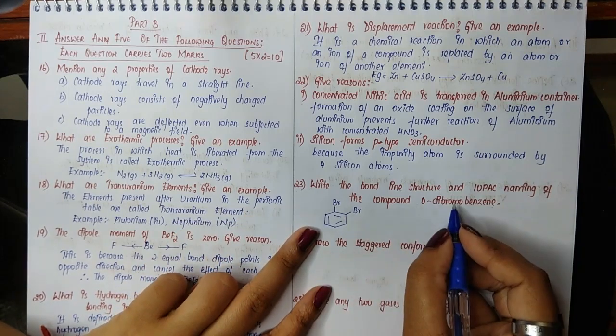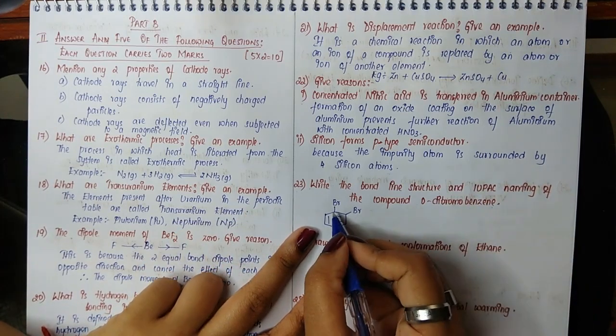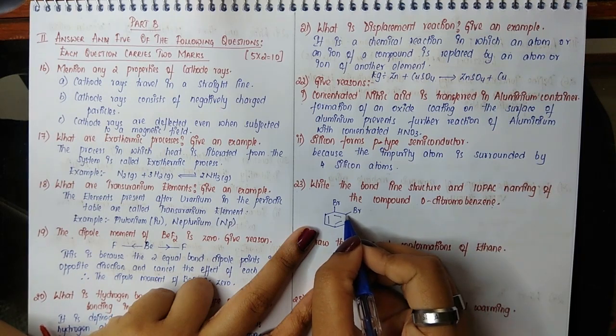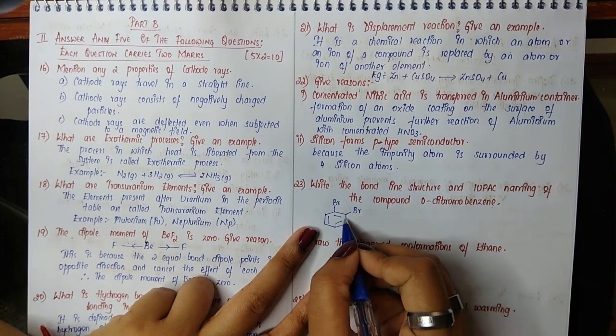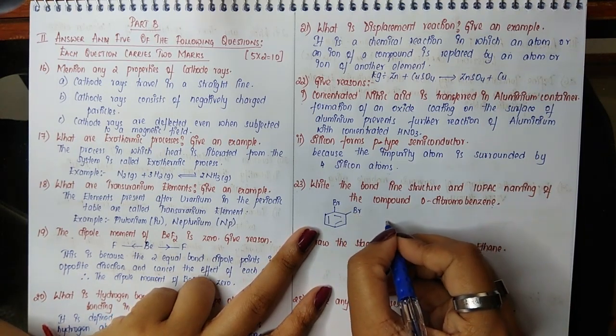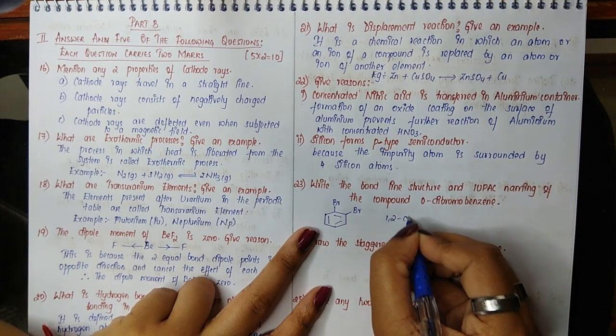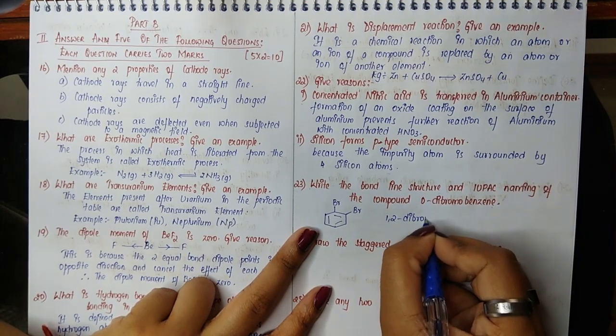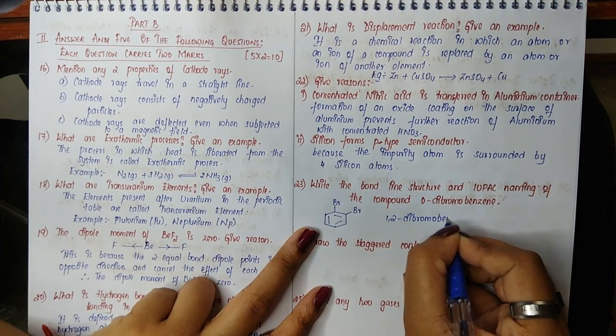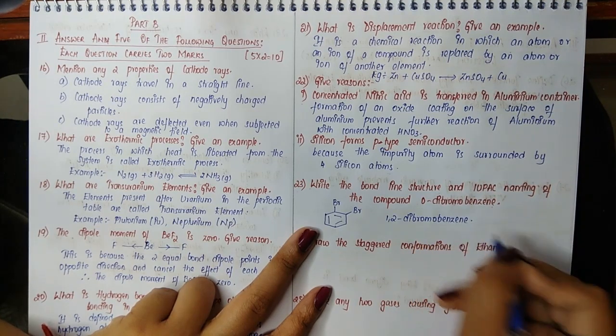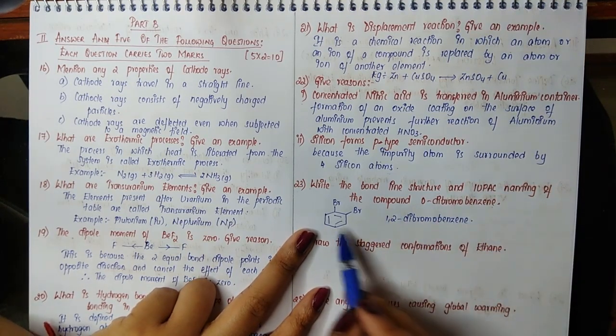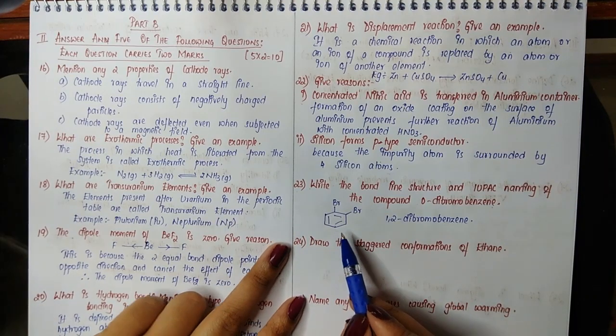For this you need to write what is the IUPAC naming. So here at position number 1 and position number 2 we have bromine atoms. So the IUPAC naming can be 1,2-dibromobenzene. So this is going to be a 2 mark question. 1 mark for the IUPAC naming and 1 mark for bond line structure.